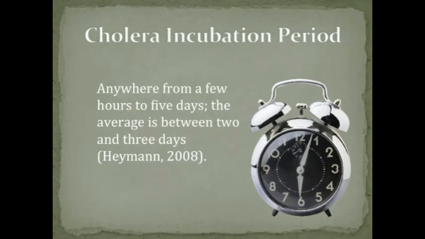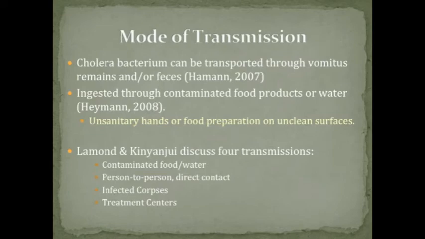Cholera incubation period can be anywhere from a few hours to 5 days. The average is between 2 and 3 days. Mode of transmission. Cholera bacterium can be transported through vomitous remains and/or through the feces. It can also be ingested through contaminated food products or water, through unsanitary hands, or unclean surfaces for food preparation.